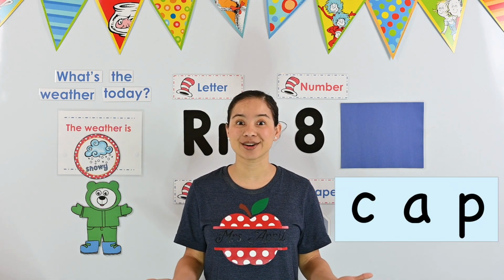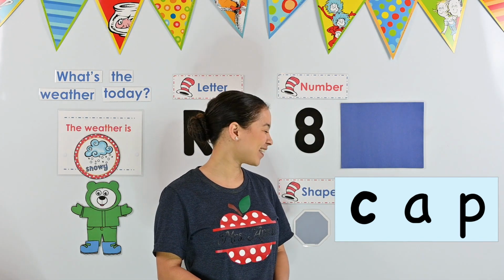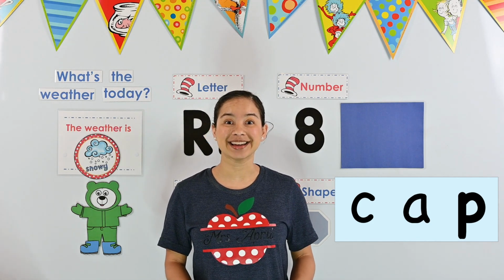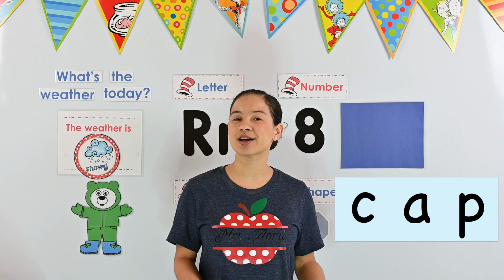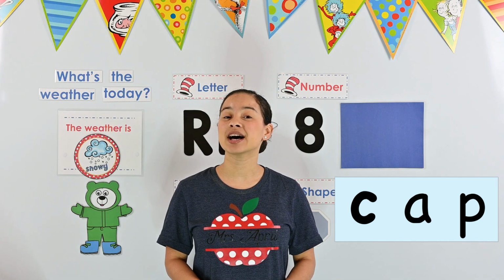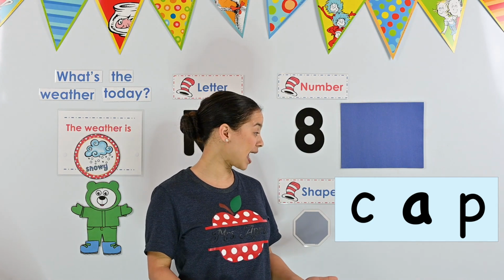Perfect. Okay, friends, now that we're finished with our letter of the week, it's time to read our word of the day. Let's see what letters are in today's word. I see the letter C, the letter A, and the letter P. Okay, let's talk about the sound that each letter makes. What sound does the letter C make? It makes the K sound. Good.